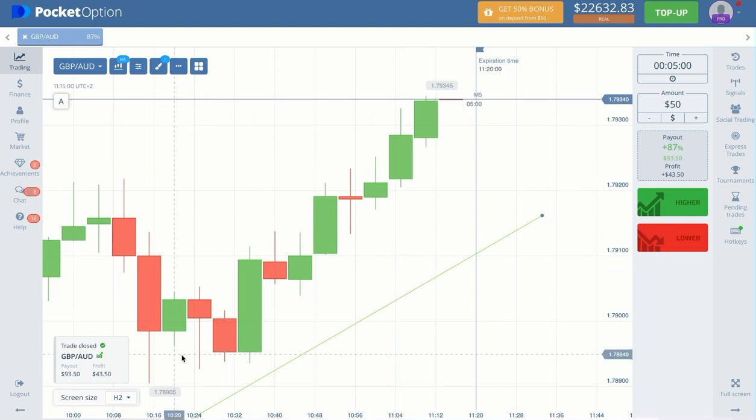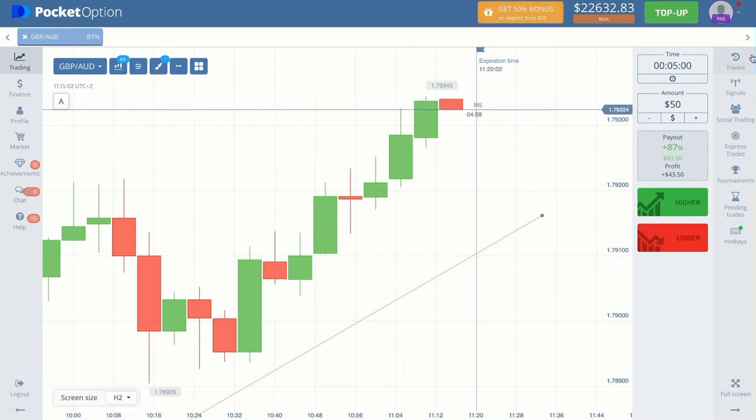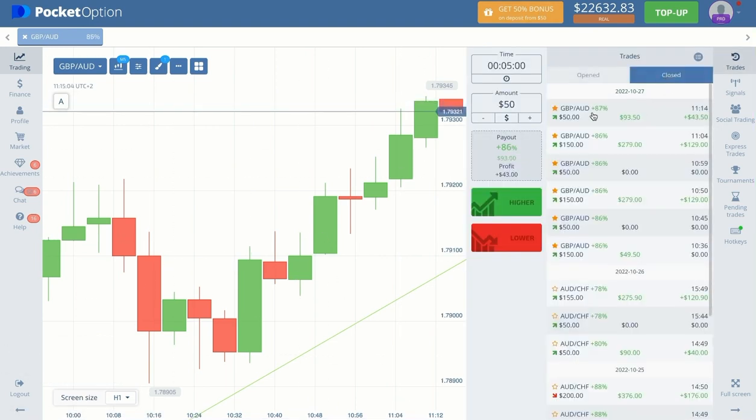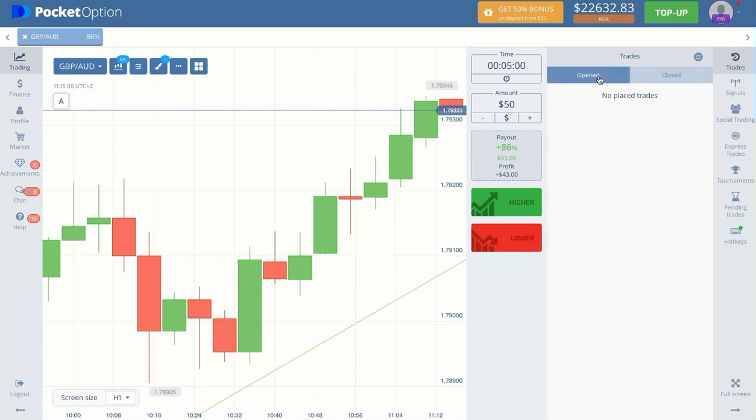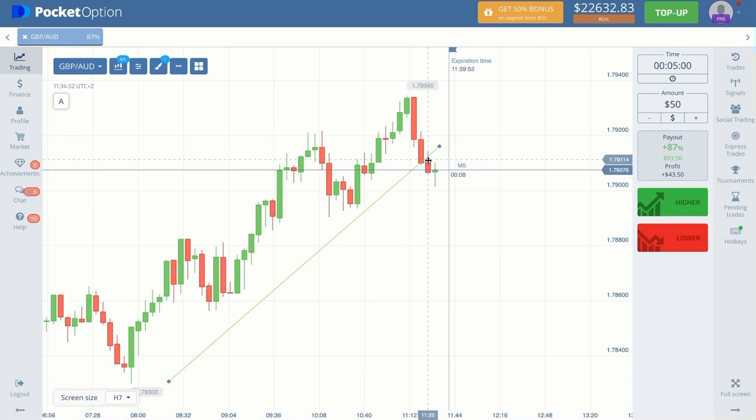It's again in profit without any martingale. Beautiful. Let's step into the last signal. The last signal is at 11:35 AM German time. So let's wait for it and enter the trade again 1 second before.